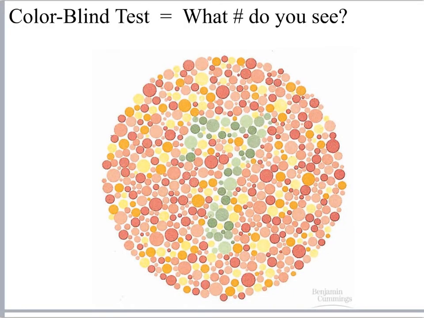Now, in case you're wondering, am I colorblind? This is the colorblind test. If you do not see the number 7, you might be colorblind, or this test might be awful. We'll see. You can look into it. All right, let's move on.